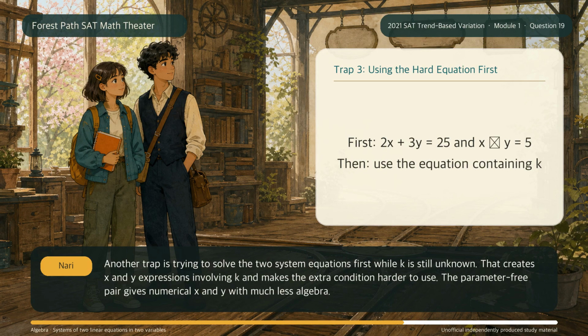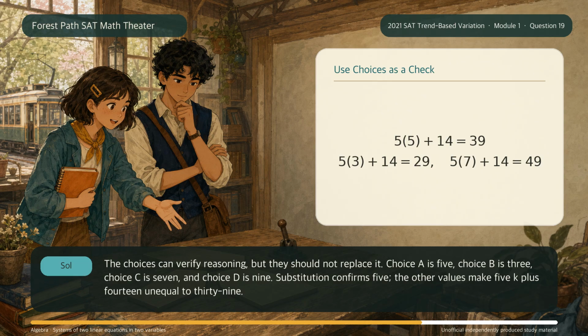Another trap is trying to solve the two system equations first while k is still unknown. That creates x and y expressions involving k and makes the extra condition harder to use. The parameter-free pair gives numerical x and y with much less algebra. The choices can verify reasoning, but they should not replace it. Choice A is 5, choice B is 3, choice C is 7, and choice D is 9. Substitution confirms 5. The other values make 5k plus 14 unequal to 39.